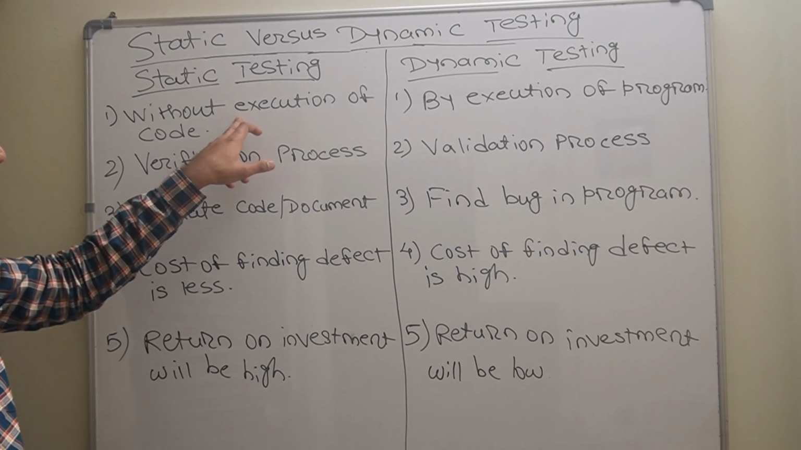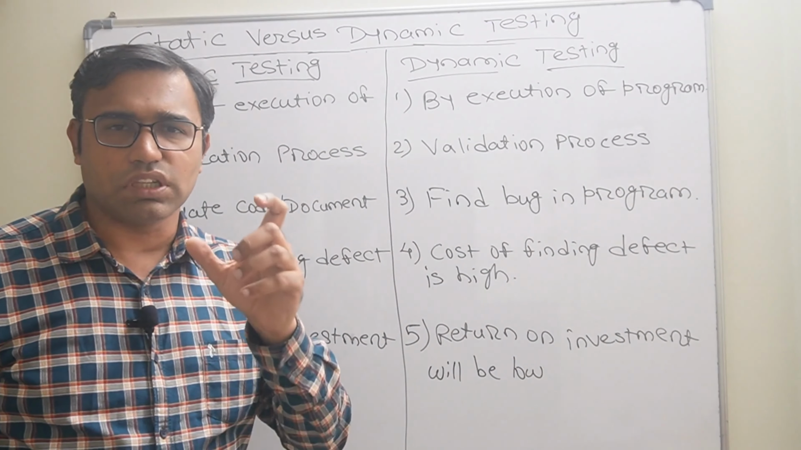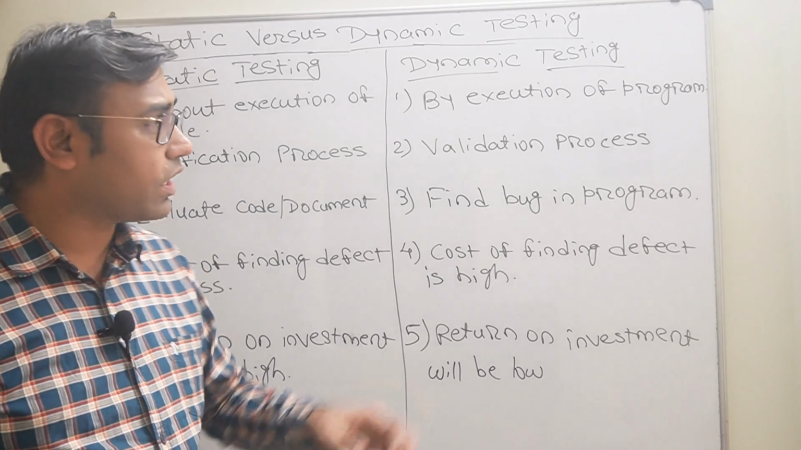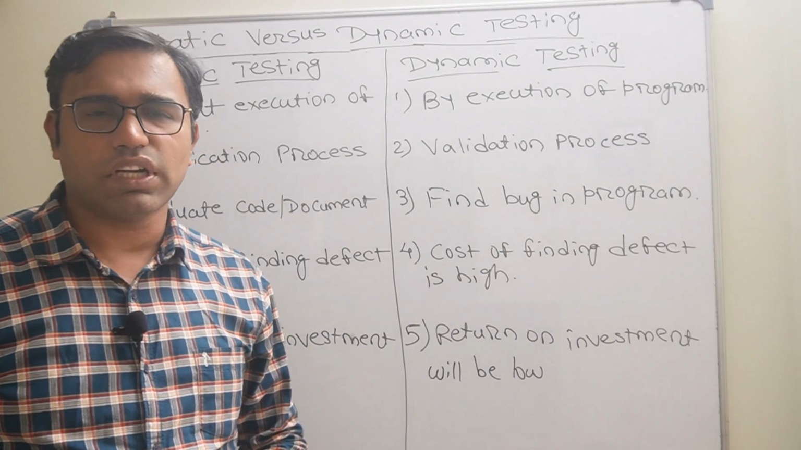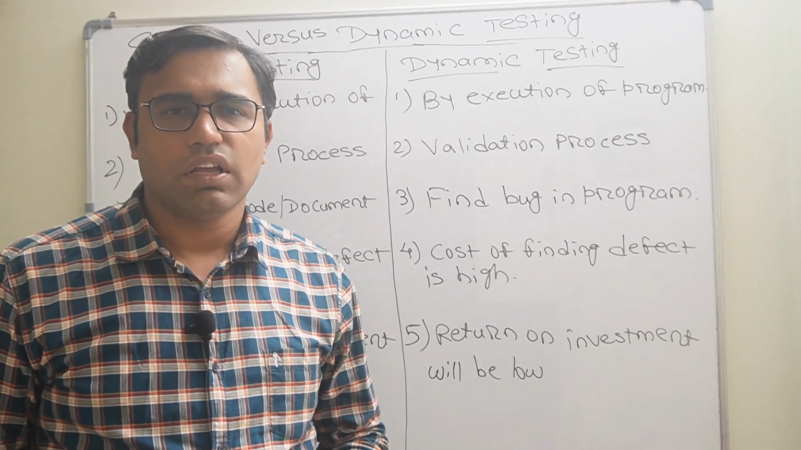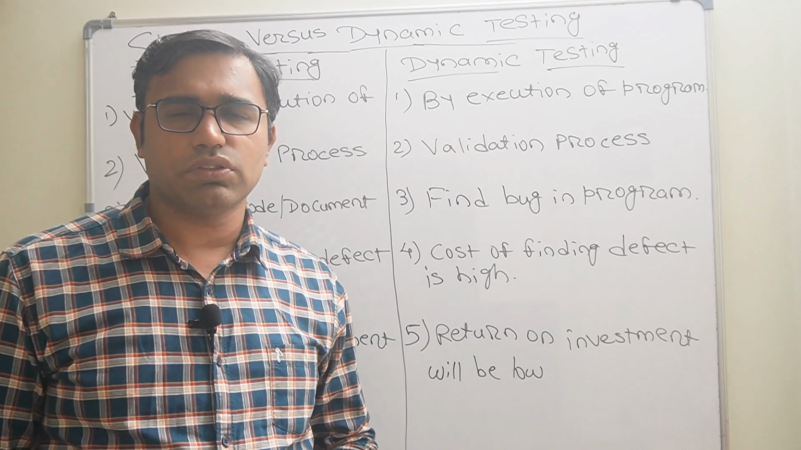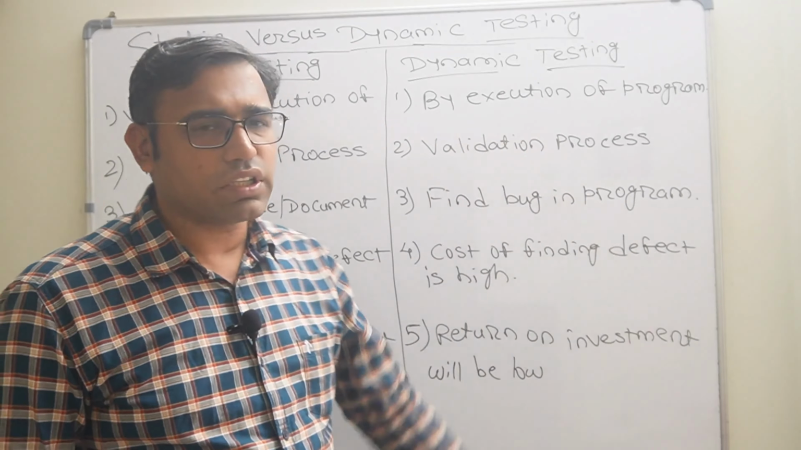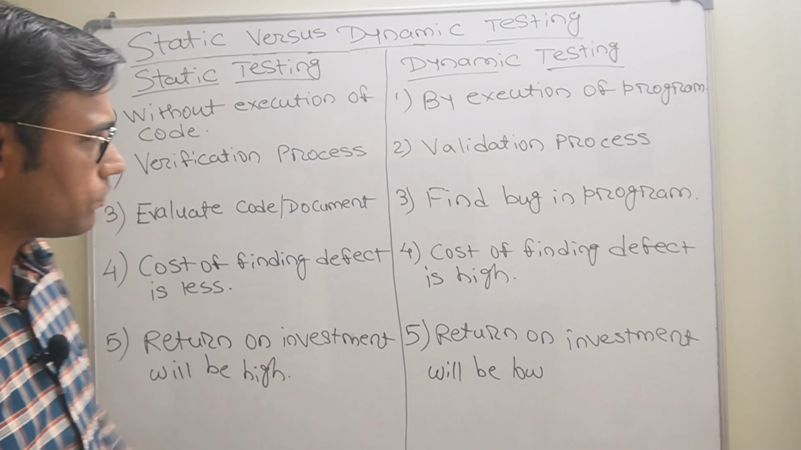Means in static testing, the syntax and semantics are checked. Whether the program is properly written or not, it is checked in static testing, while dynamic testing is done after execution of the program. So in dynamic testing you will find the bugs. Suppose you are dividing a number by zero, that cannot be caught in static testing, but it will be caught in dynamic testing. So that's why it is done by execution, after execution of the program.